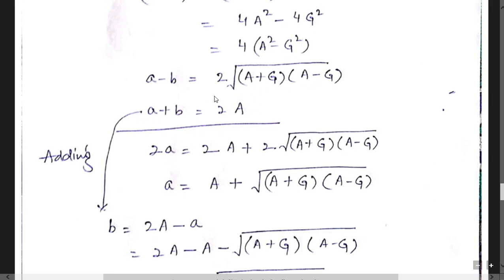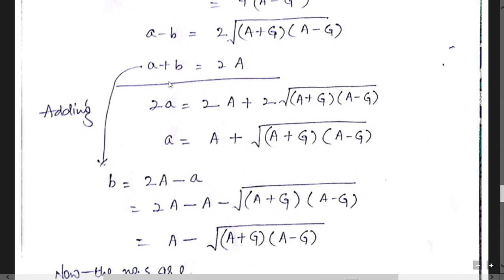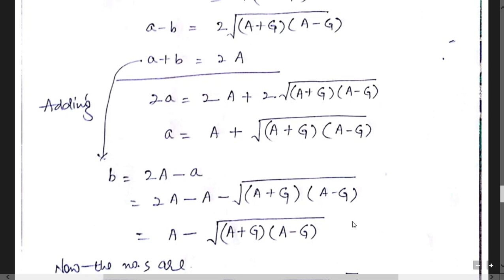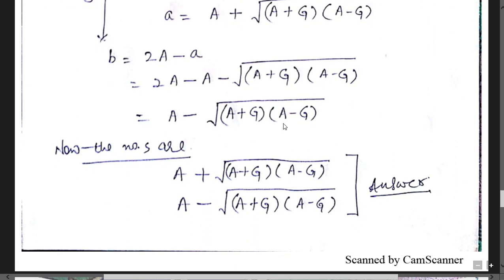a minus b is then known to you. Add the terms, you can cancel b. It means 2a equals 2A plus 2 square root of (A plus G) into (A minus G). Dividing by 2, you can obtain the value of a. Then after inserting this value of a in this equation, you can obtain the value of b. b can be written as 2A minus a. Insert the value of small a, and you can easily find out the value of small b. It means the two values are, one with positive sign and the second with negative sign.